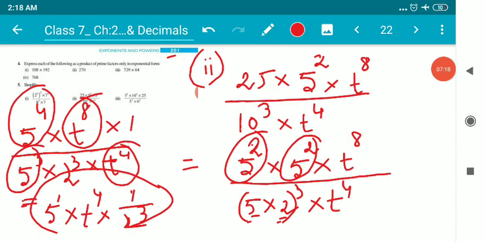So children, this is how we write our answers. I believe it's clear to everyone, children. If no, then please let me know. Feel free to speak to me. I'll surely explain these questions once again.